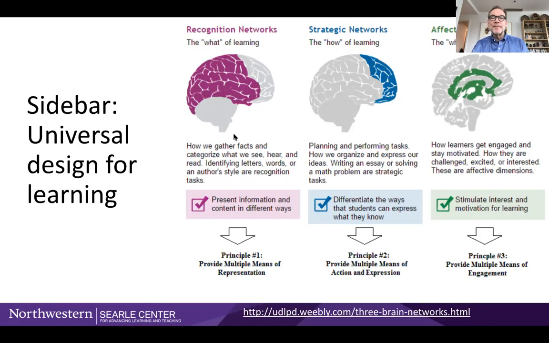And then finally, the why of learning. These are affective domains, our affective networks. How do we stay motivated? How do we feel about it? How do we think about being challenged and excited? And so you want to provide multiple means of engagement. That is small groups, large groups, one-on-ones, all kinds of things in ways that they can engage.